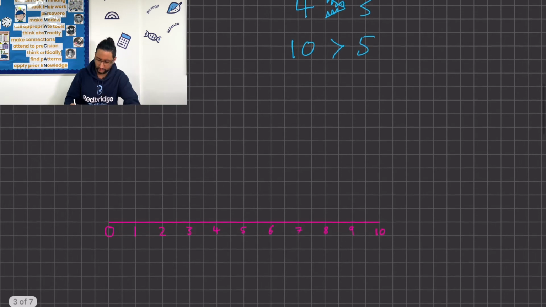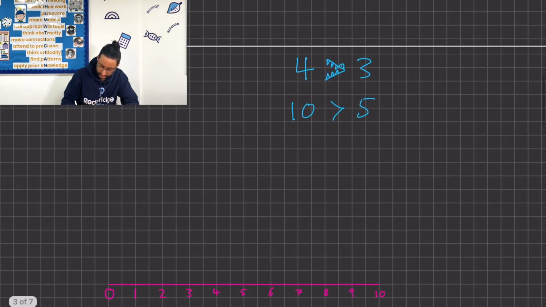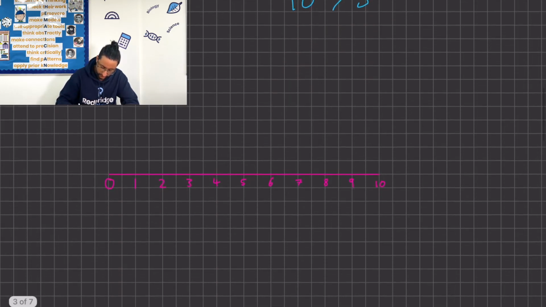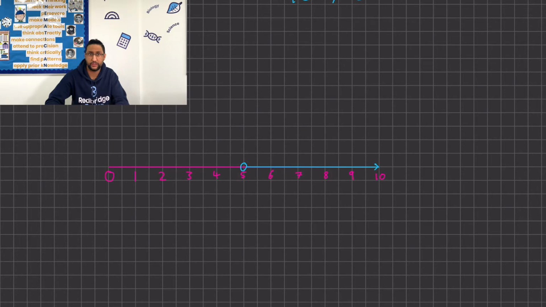Let's take a look on a number line at this example here. 10 is more than 5. If I start at 5 and draw a line up to 10, we can see there that 10 is more than 5.